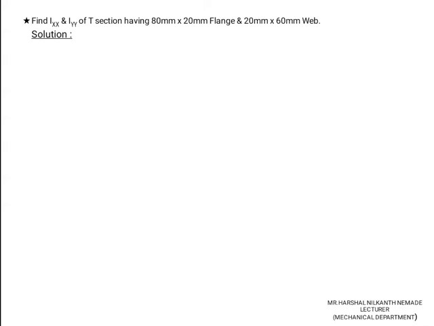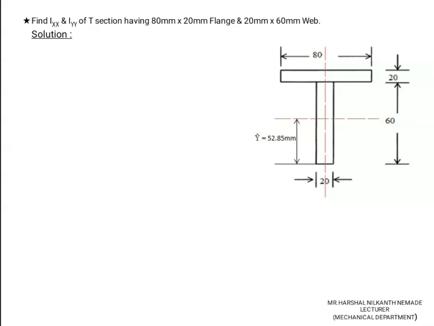Solution. First we will draw the diagram. This is a T section. Top flange is given 80 by 20 and bottom web is given 60 by 20.